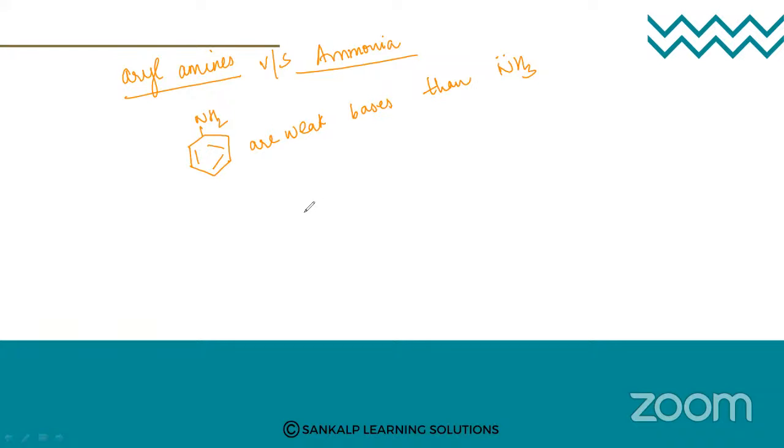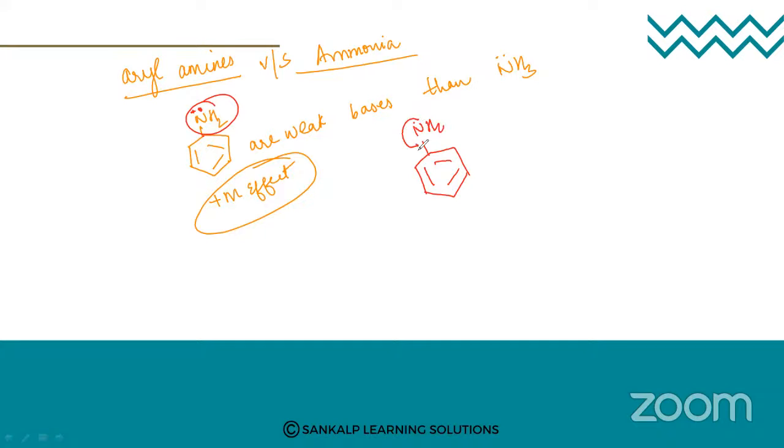Why? What is the reason? Because the NH2 group, which is attached to the benzene ring, will show the plus M effect. As a result, the lone pair of electrons on nitrogen are involved in conjugation. Conjugation means what? The nitrogen will undergo conjugation, so they will undergo bond formation, like this. So it will undergo what?